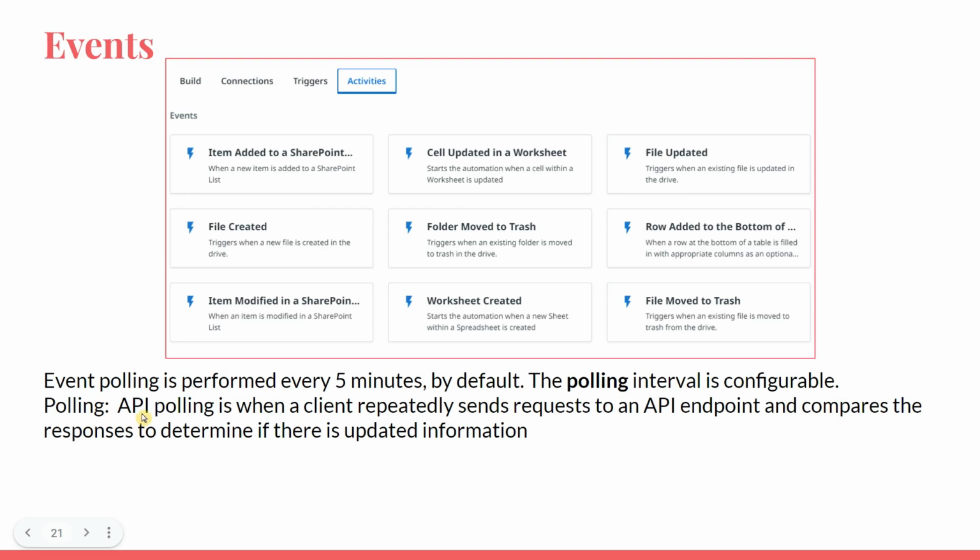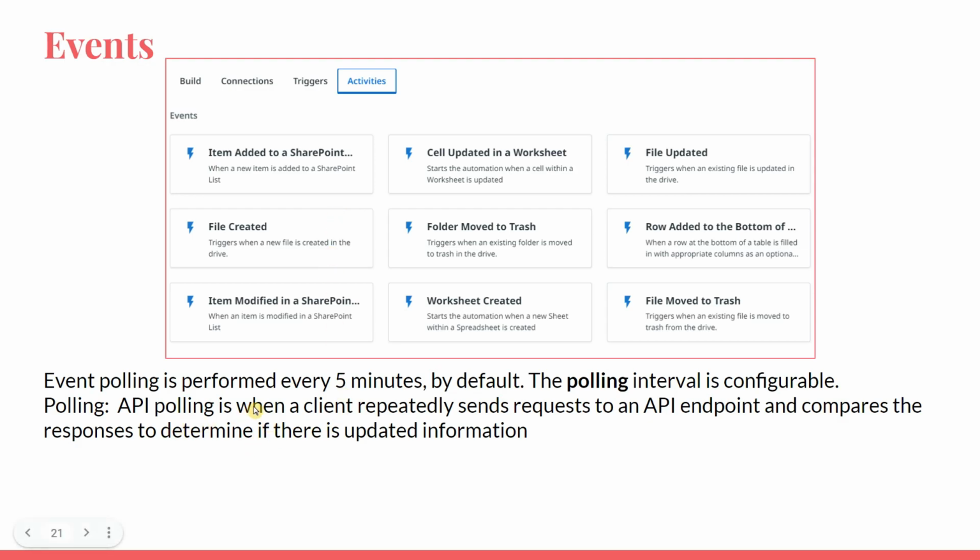Polling means when I am setting an event, for example, when somebody creates a file on my OneDrive, at that time the automation should start. Anytime, anyone can create a file, I can create one at any time by logging into OneDrive. The moment a file is created, if you have enabled this trigger, what it does is, API polling is when a client, that means UiPath in this example, repeatedly sends requests to an API endpoint, which is OneDrive here, and compares the responses to determine if there is updated information.